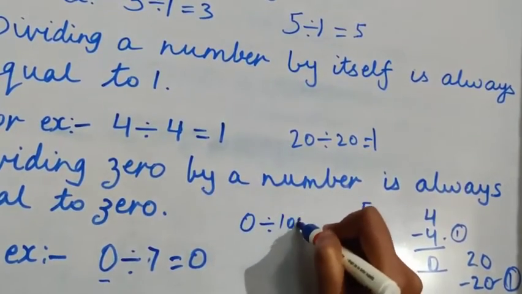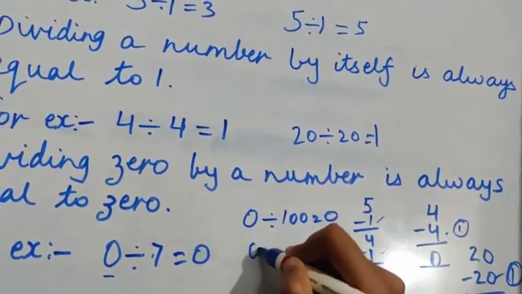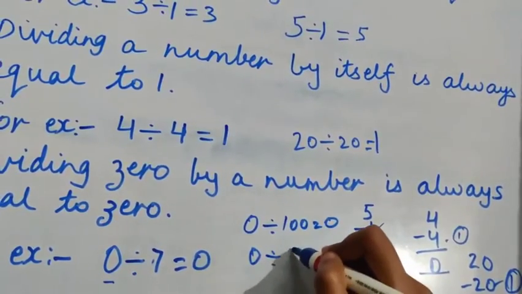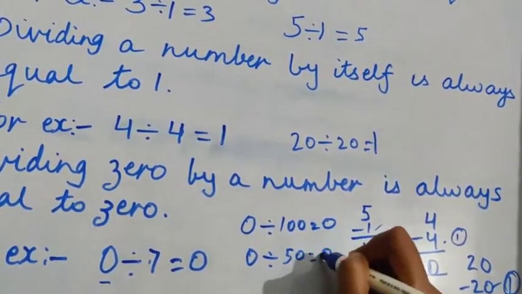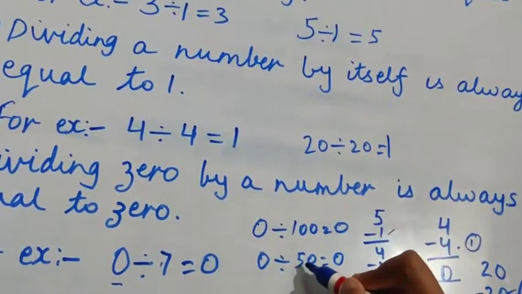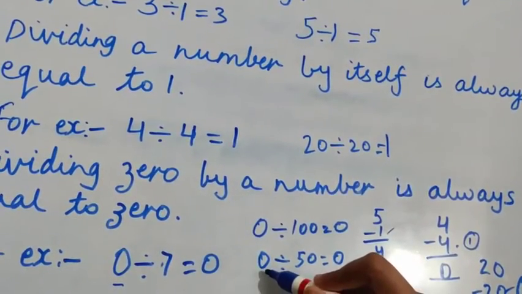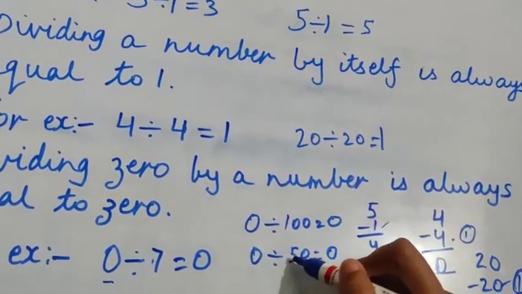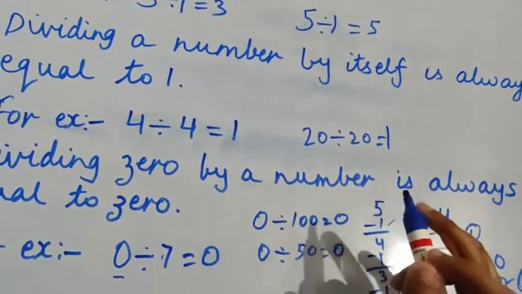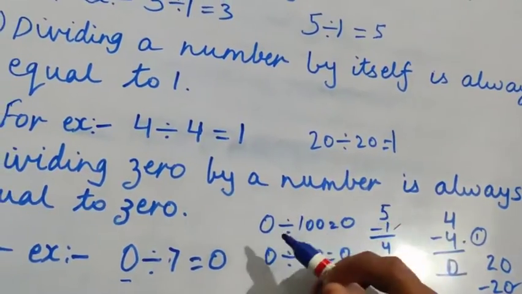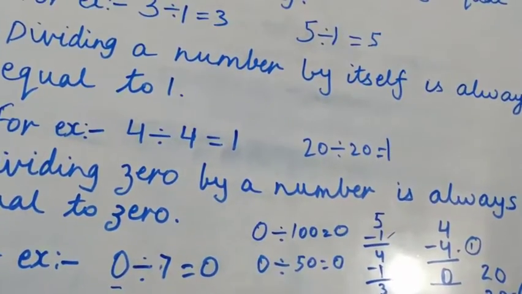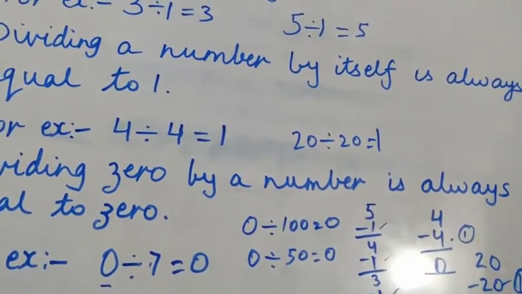0 by 100, what will I get? I will get 0. If I divide 0 by 50, what will I get? I will get 0. Okay, whenever 0 is divided by any number, we will get 0 as an answer. Okay, clear? Okay, now let's see our fourth property of division, right?